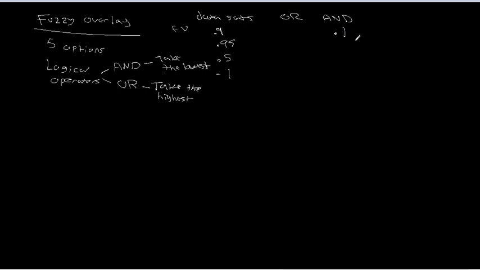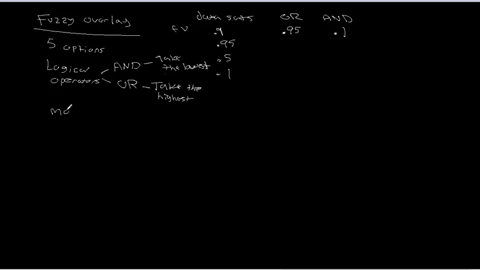If we apply the OR operator, where we take the highest because we only need one of them to be suitable for the whole cell to be suitable, we would take the highest, which is 0.95. So that's the two logical options, AND and OR.